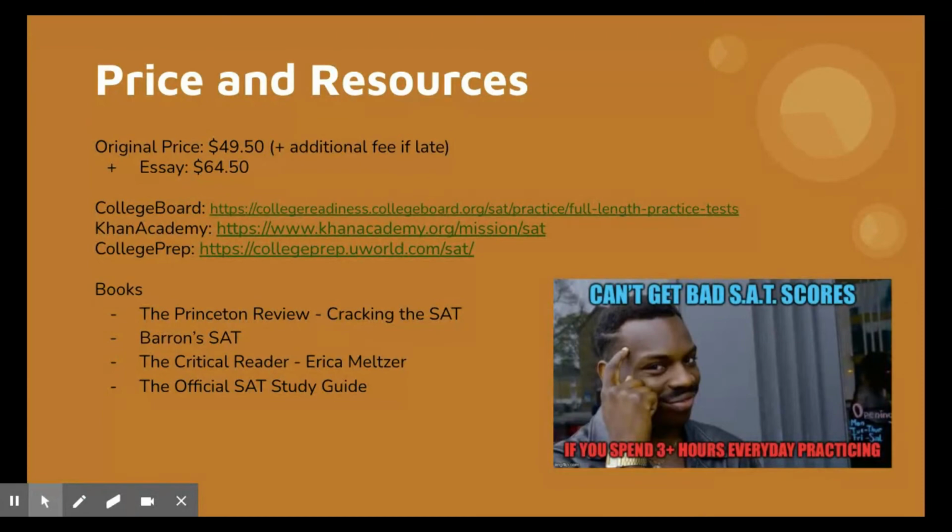The College Board provides their own resource. The Khan Academy provides information and tips, as well as practice questions. Along with the preparatory resources for various other tests such as SAT and AP exams, UWorld provides help for the SAT as well. Unlike some other online resources, access to study material requires payment. There are many books that can help as well. The Princeton Review, Cracking the SAT, Barron's SAT, The Critical Reader by Erica Meltzer, and the Official SAT Study Guide.